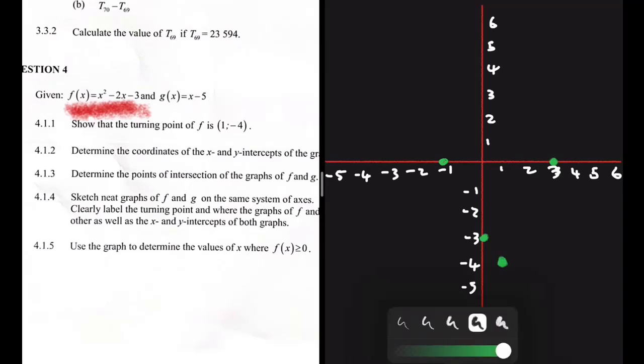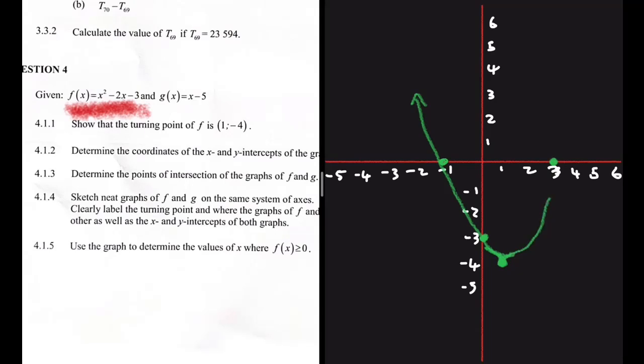Now let's go ahead and sketch our graph. I think we have all that we need. We turn there at y equals minus 4 and then go up to x equals 3, so we need something like this. Now for g of x, we have an x-intercept when x equals 5, so right here we have an x-intercept, and the y-intercept at y equals minus 5, so right here.